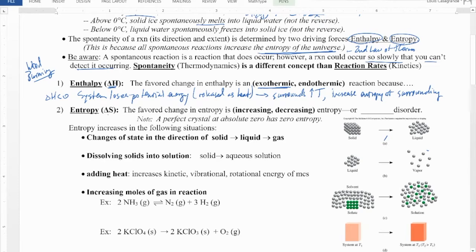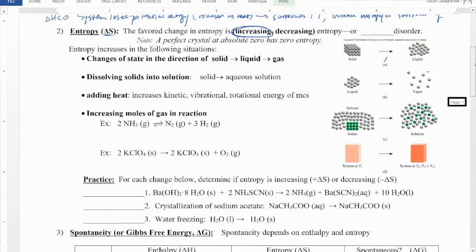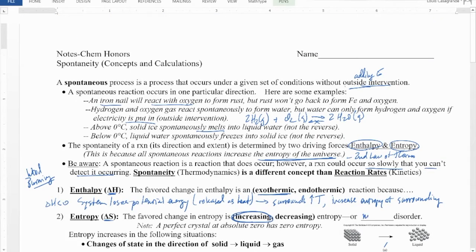The change of entropy is indicated by delta S. It's kind of obscure why it's an S, not an E. E could be energy, for other reasons. They're not really sure why an S, but they can say why it's not an E. And the favored change for entropy is always increasing entropy. So we want to increase. Now, we can do things that decrease entropy, and we'll talk about that in a few minutes. But we want to increase entropy, or get to more disorder.